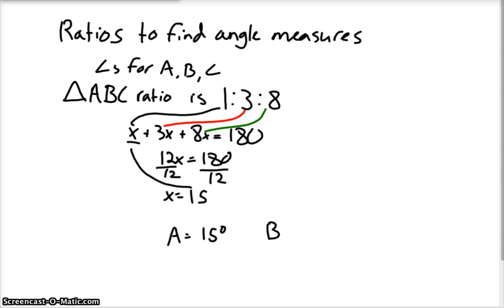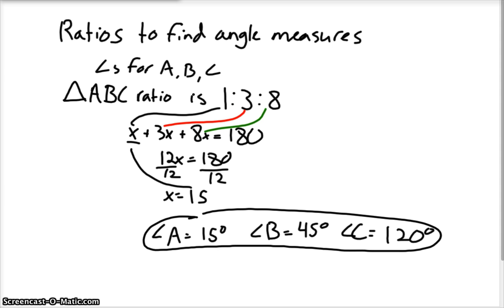Next thing would be B. So now I do 15 for 3. So 3 times 15 is 45 degrees. And then angle C, I should draw my angle signs. Angle C is going to be 15 times 8. 8 times 15, 120 degrees.